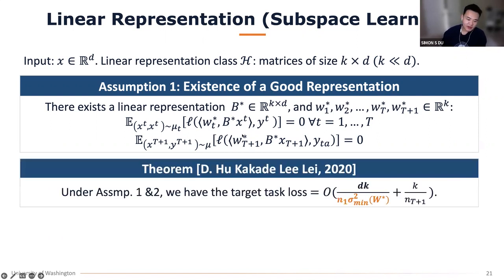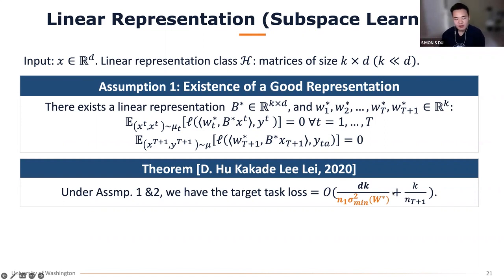All right, so the theorem we have for this very simple case is the following. We show that under these two assumptions, we can have this loss to be of this order. It depends on several parameters. Let's first look at the first term. The numerator has dk. This is basically the size of the representation matrix, right? B has size k by d. So in general, it characterizes the complexity of this representation.